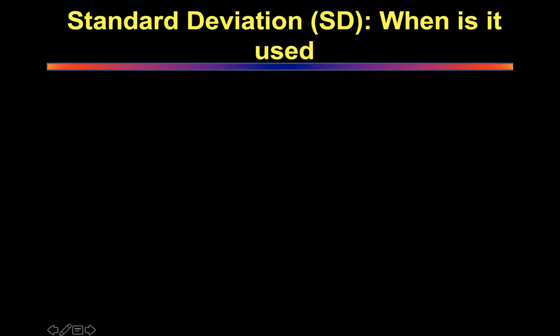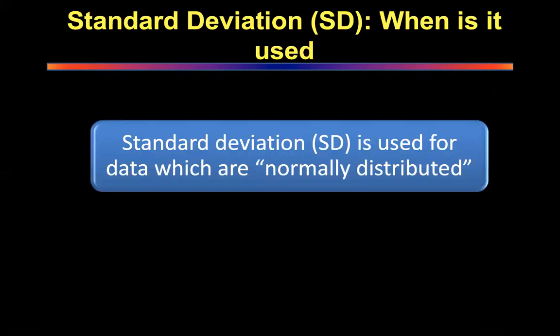So now we come to the next one. We're still on descriptive statistics. Standard deviation, okay? When is it used? Standard deviation is used for data which are normally distributed. Just as with mean, for standard deviation, you need data which is normally distributed.